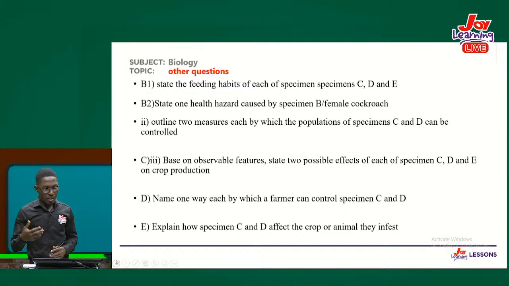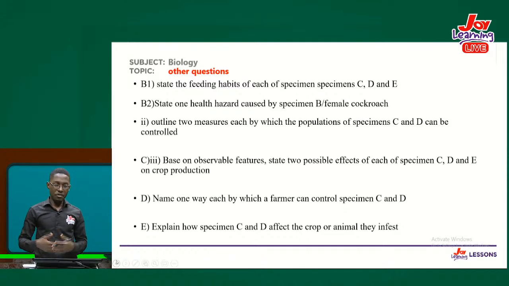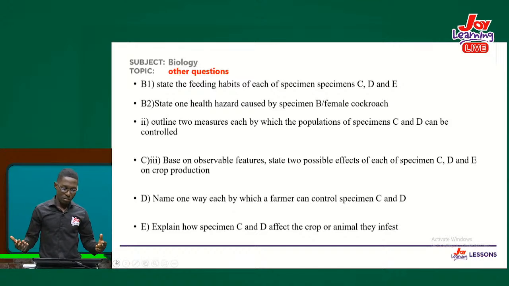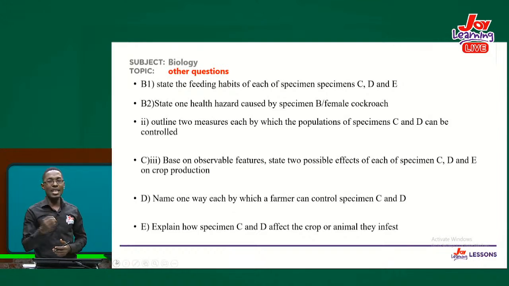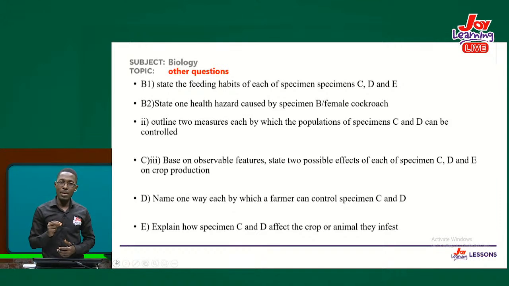Also, they can ask you to state the feeding habits of any of them. How do they feed? Are they filter feeders? Are they saprophytic? Are they holozoic? They also ask you to state one health hazard caused by a female cockroach. They are trying to ask you how they spread or the kind of disease they spread. So when you understand the question, it becomes so easy for you to know what they want. Because remember, if they say state one health hazard, you can't write two. Because if you write two and the second one is right and the first one is wrong, you are wrong. No two ways about it. Keep it in your head.